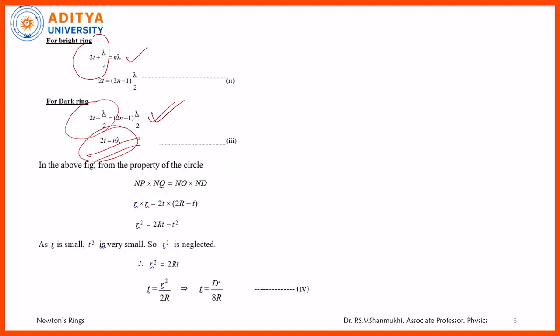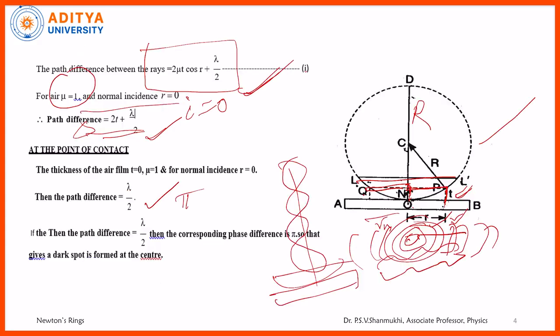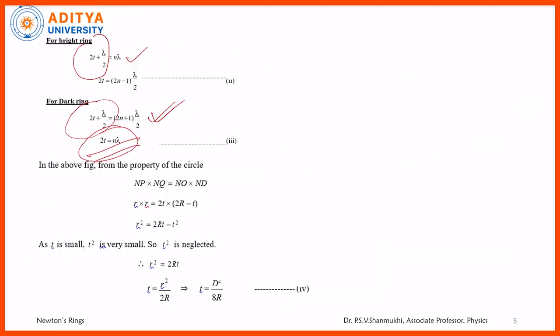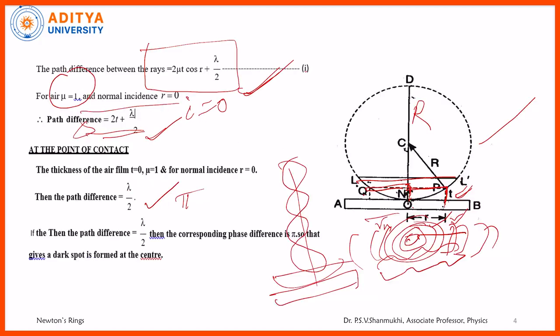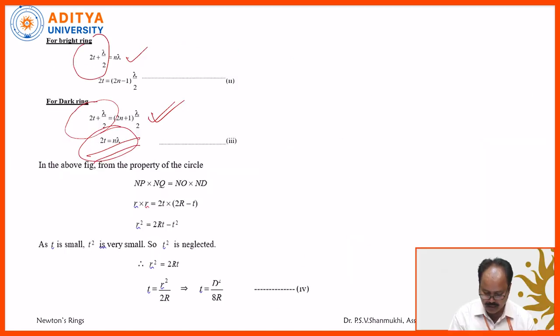Now, what is this? QN, NP: Rn into Rn, equals ON into ND. What is ON? ON is T. T into, what is ND? ND total is 2R. This is 2R minus T we get. Simply Rn square is equal to 2TR minus T square we get.